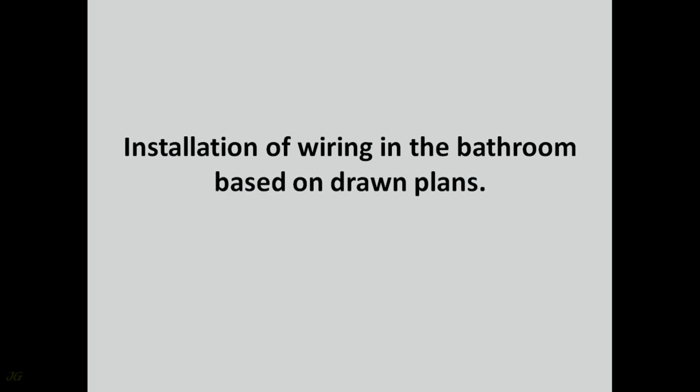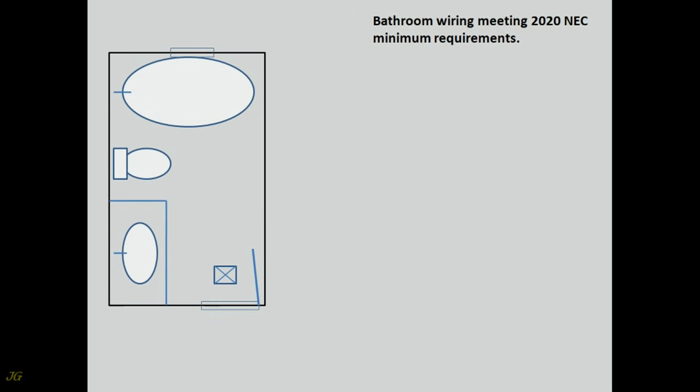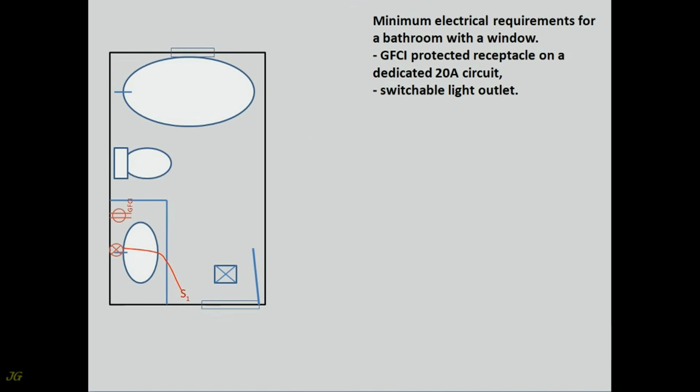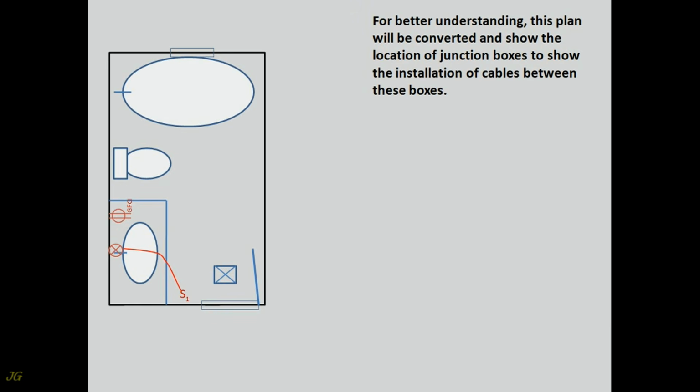Installation of wiring in the bathroom based on drawn plans. Bathroom wiring meeting 2020 NEC minimum requirements. Cable routing. Minimum electrical requirements for a bathroom with a window: GFCI protected receptacle on a dedicated 20 amp circuit, and a switchable light outlet. For better understanding, this plan will be converted and show the location of junction boxes to show the installation of cables between these boxes.